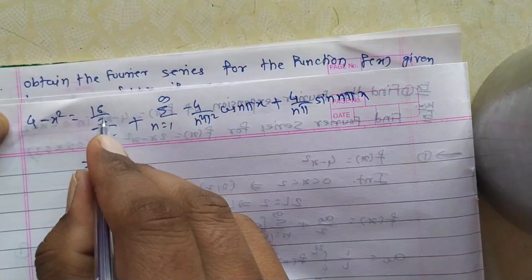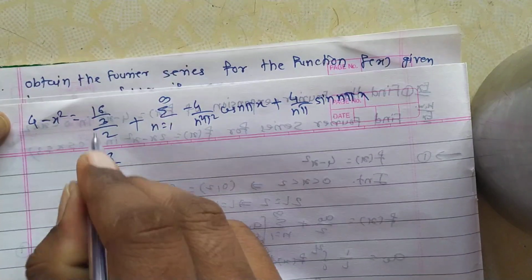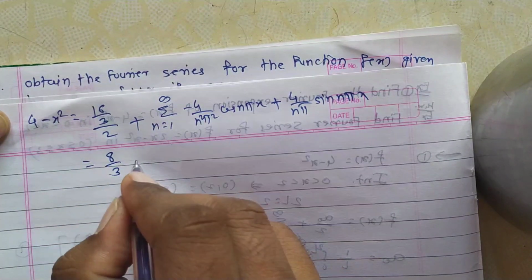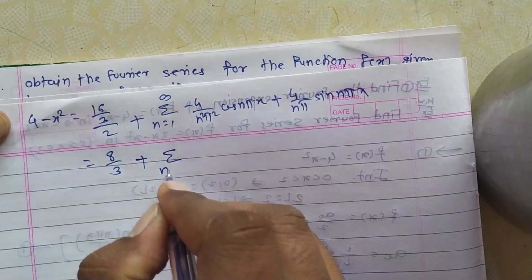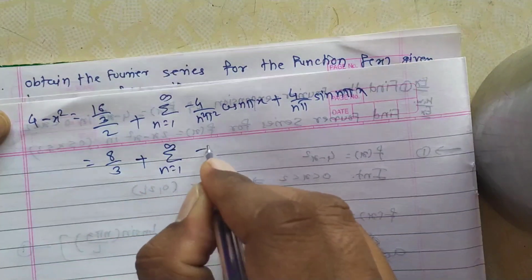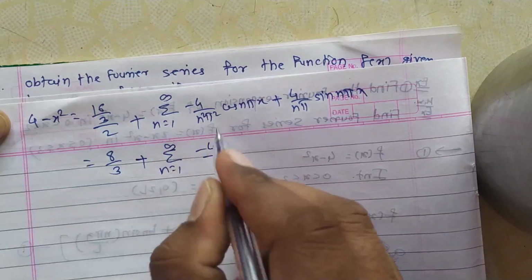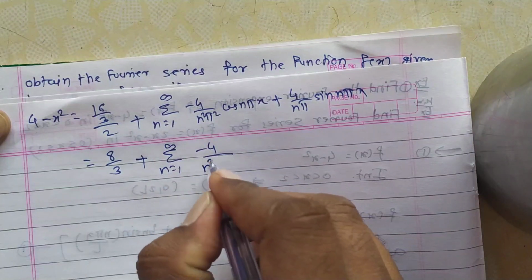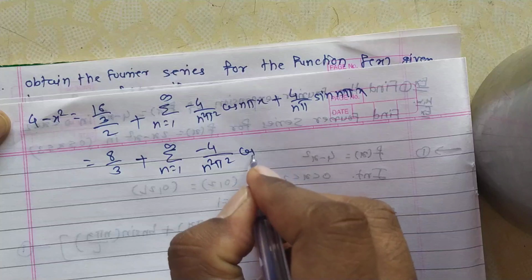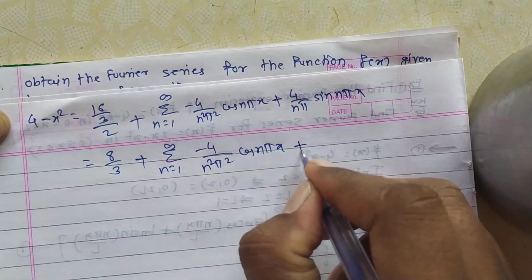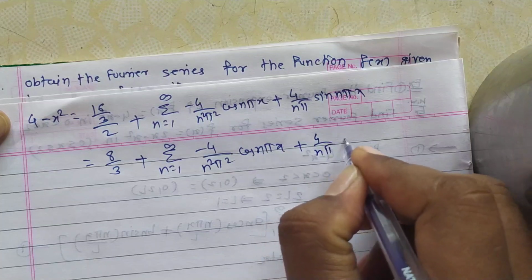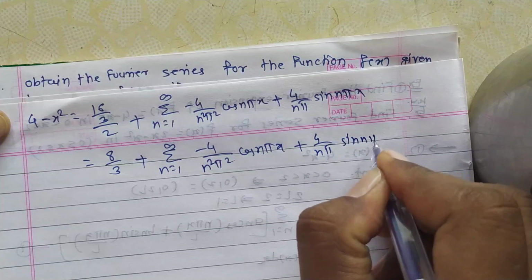So after simplification, this is 8 by 3, since 16 by 2 means 8 by 3, plus summation of n varies from 1 to infinity of minus 4 upon n square pi square cos n pi x plus 4 upon n pi sine n pi x.